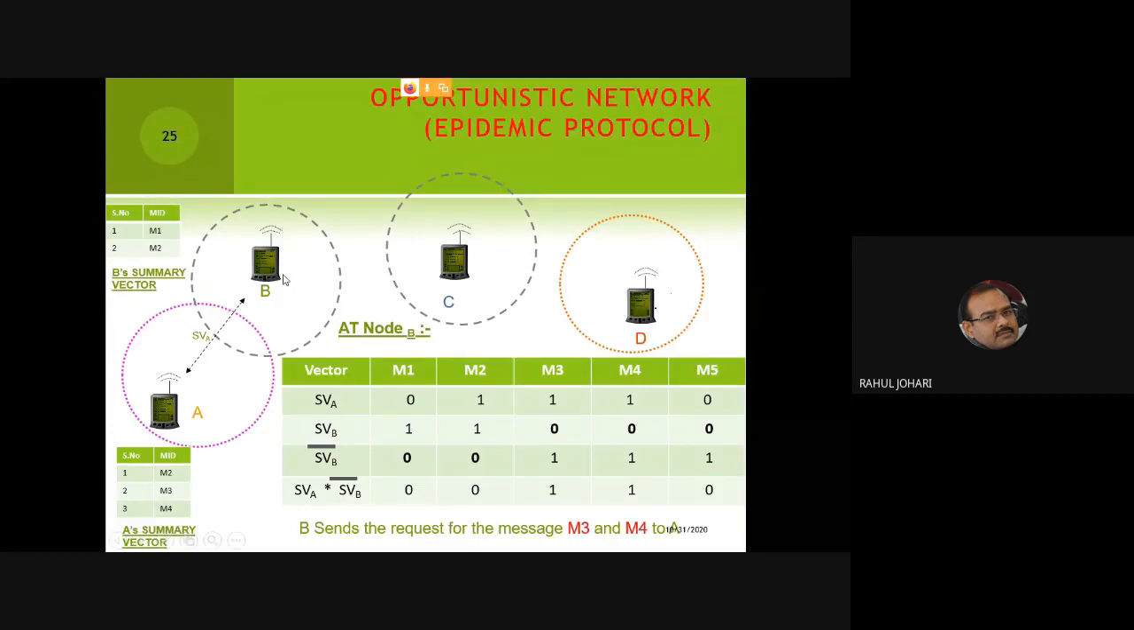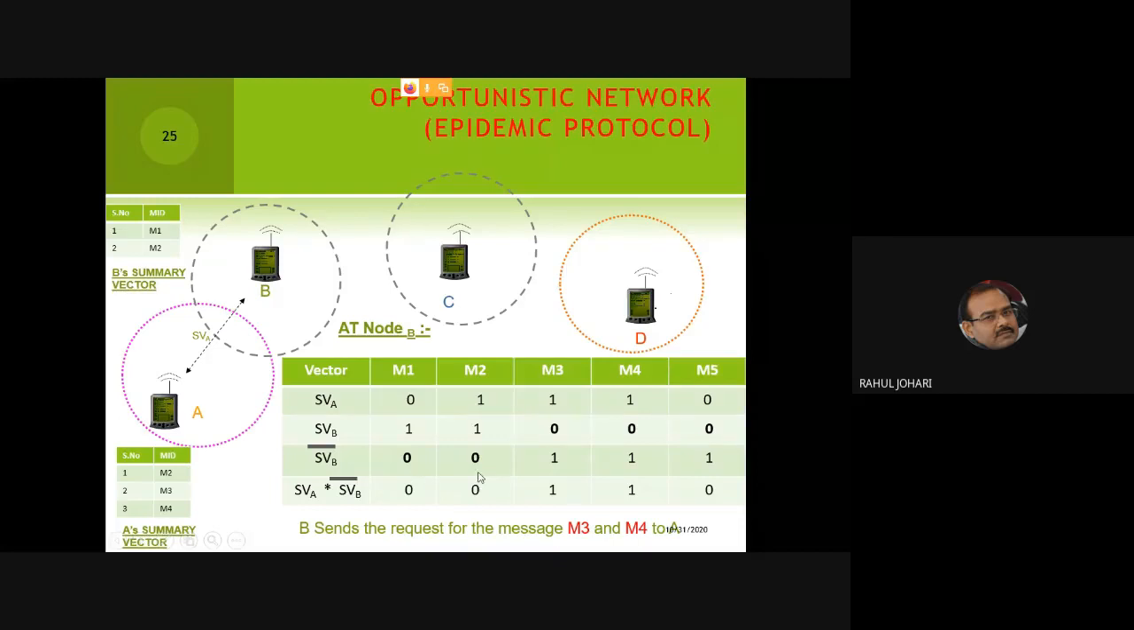Now we come to node B. This becomes the summary vector of node B, and we calculate the values for the messages it is aware of. It says I am aware of messages 1 and 2, so we mark the value 1 for M1 and M2 for node B, and M3, M4, M5 are marked as 0. Now we carry out a complement. We calculate the complement of the summary vector of B.